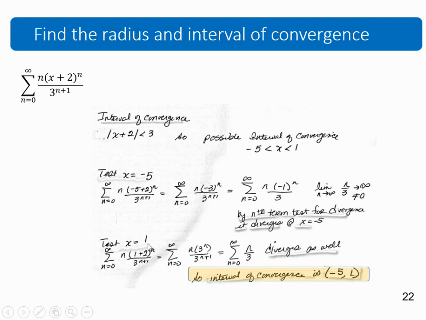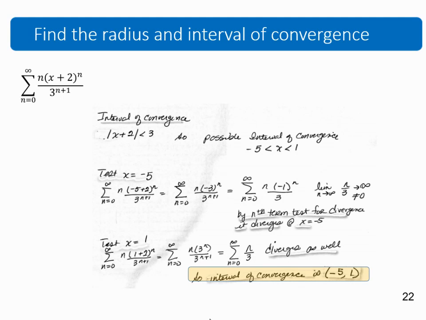And then we do the same thing for x equal to 1. And when we substitute 1 in for the expression, we get 3^n divided by 3^(n+1) times n. And when you reduce that, it goes to n over 3. And then again, you could do the nth term test for divergence, because you can easily see that as you take this to infinity, as n goes to infinity, it would go off to infinity as well.